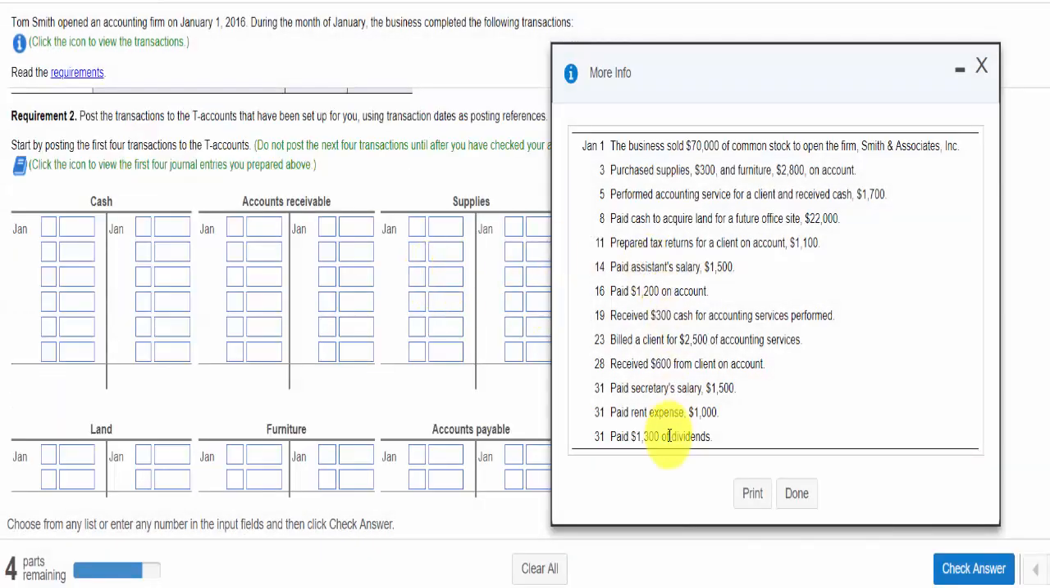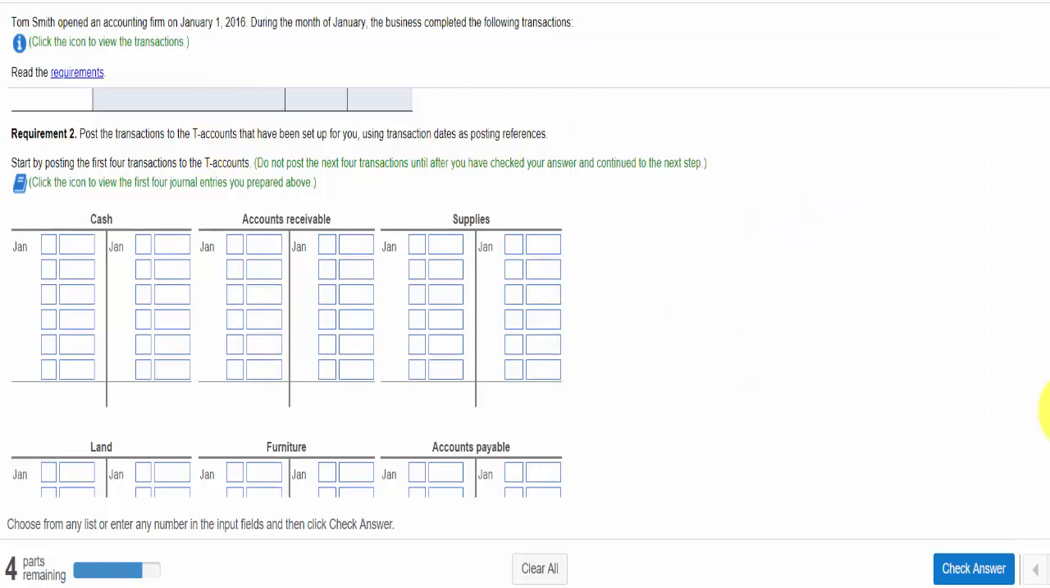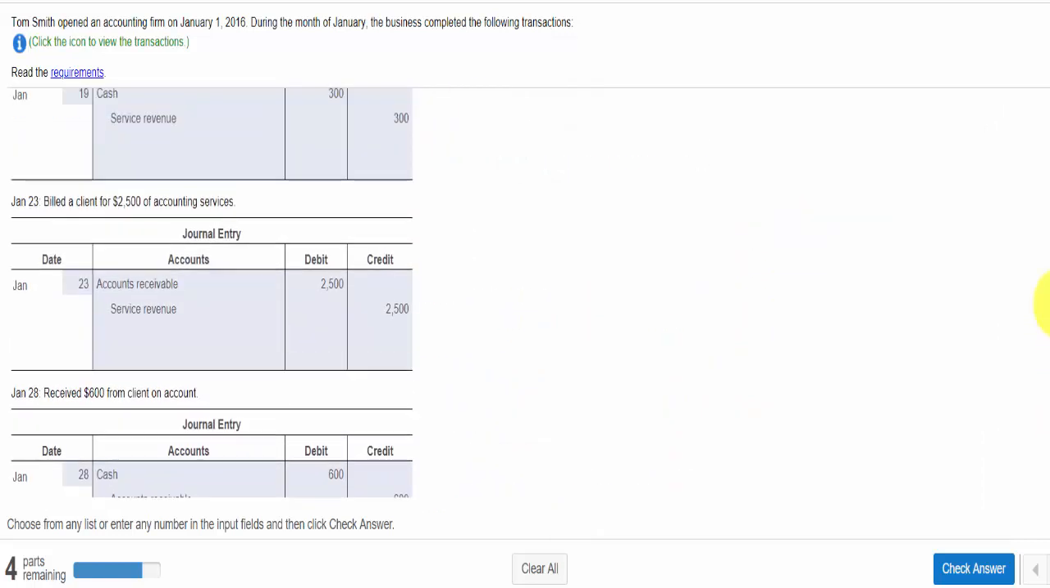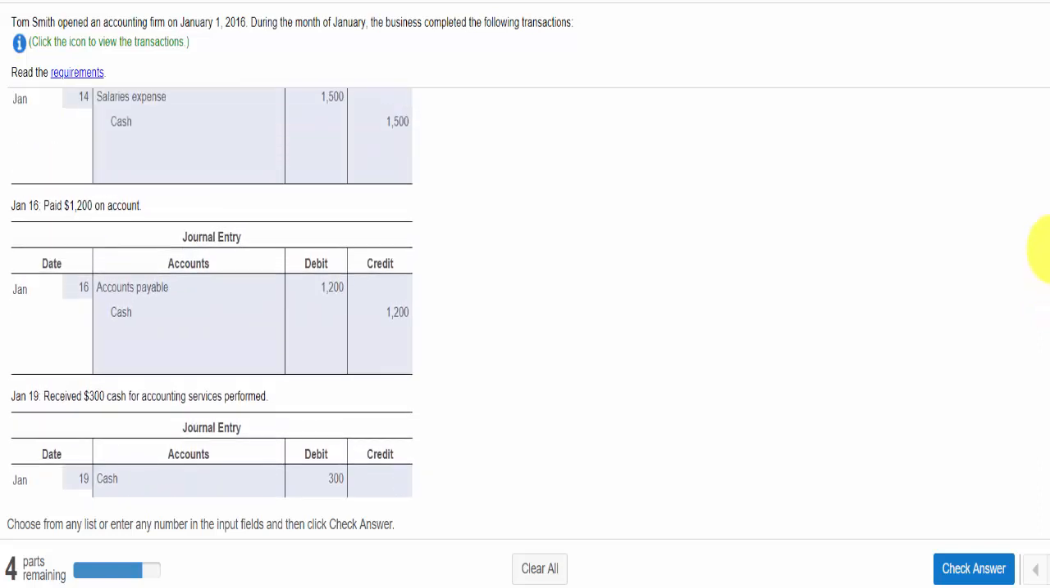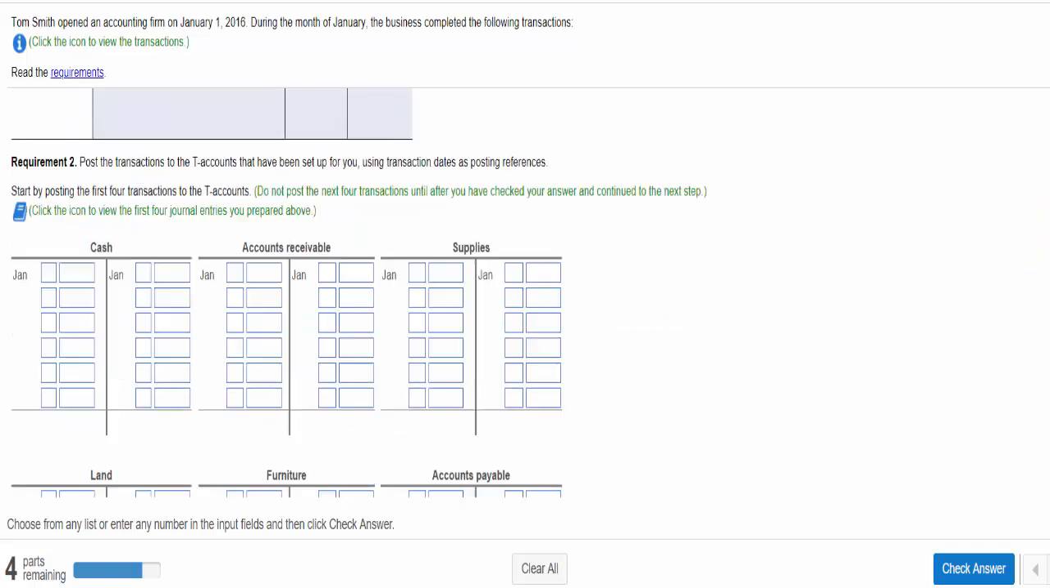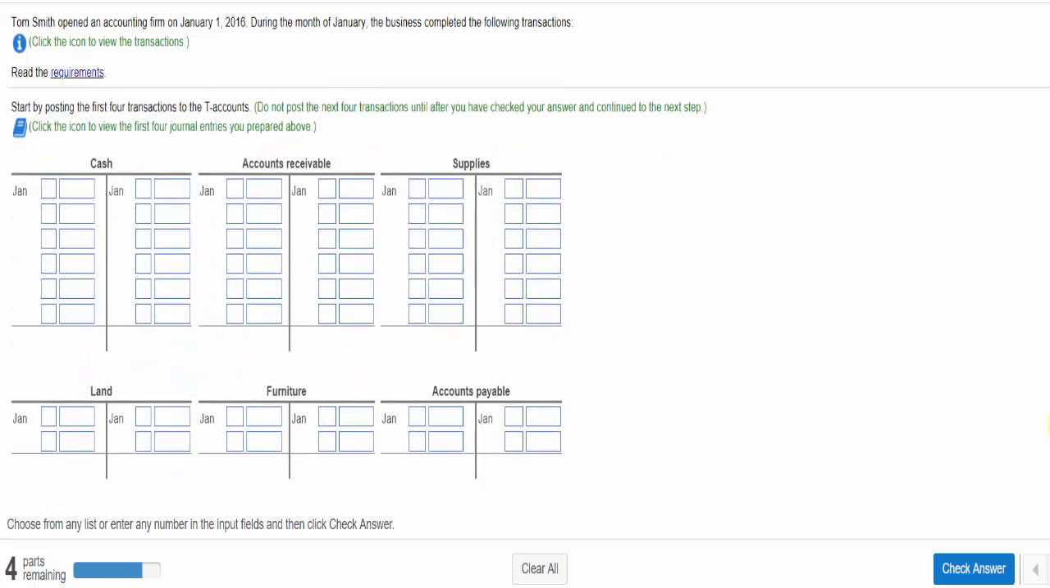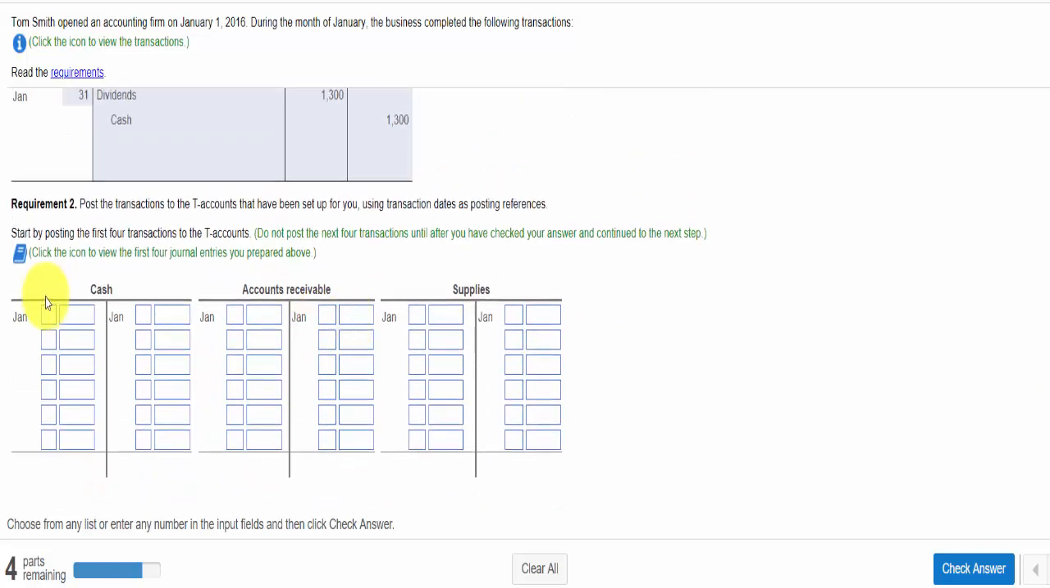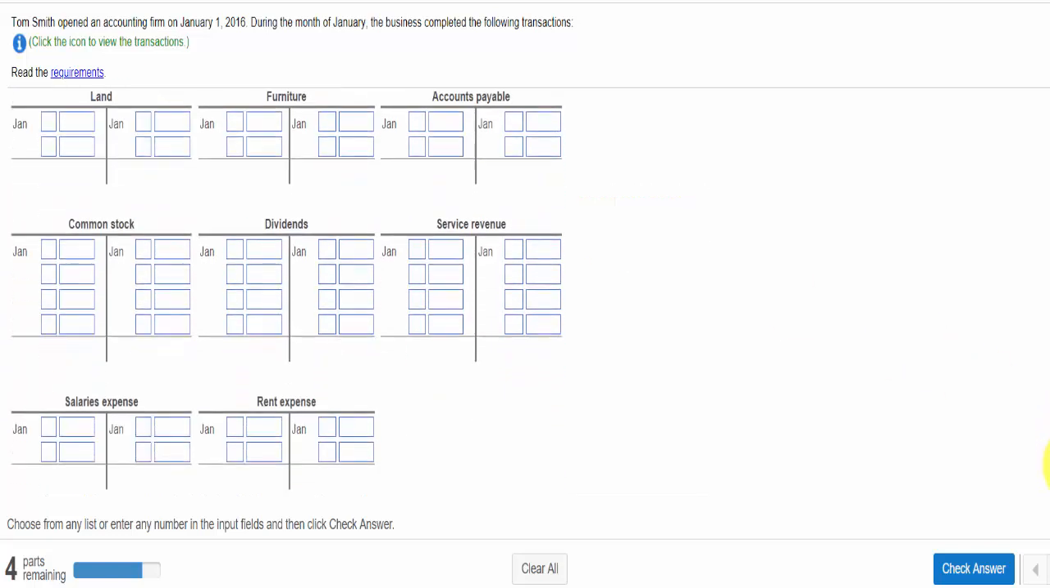Our general entries are completed. The next requirement has started. Post the transactions to T accounts. Post these transactions we had done before in the T account. Because the T account has two sides. One is the debit side. The other is the credit side.